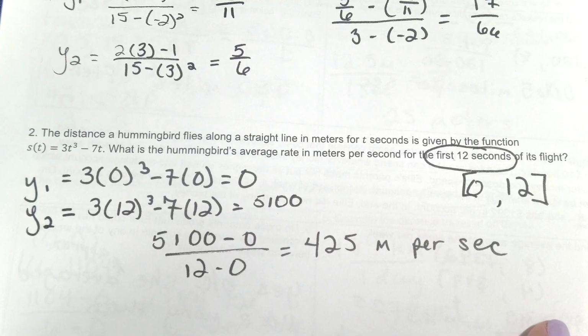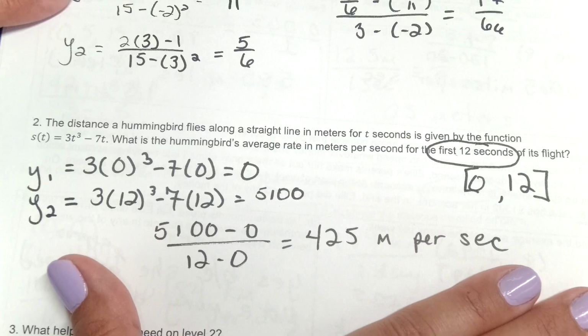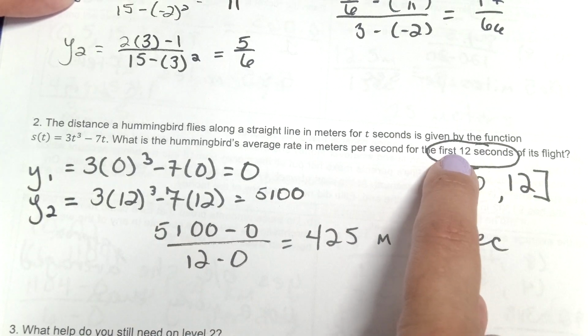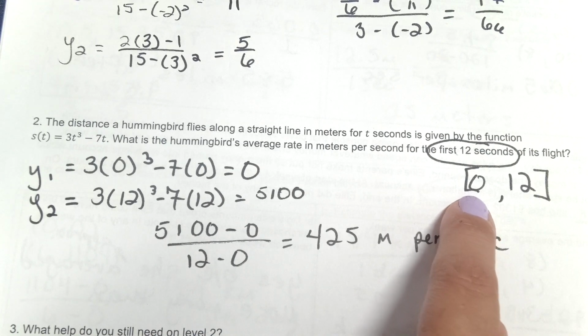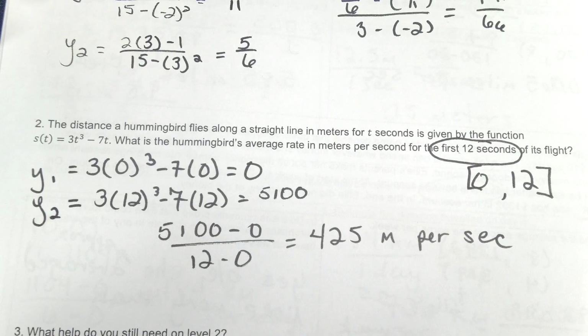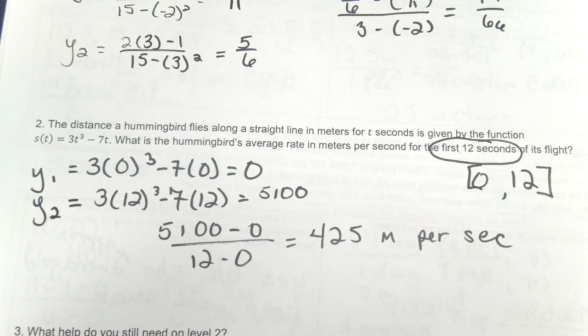So make sure you understand this. When it starts at the first 12 seconds, we are going to start at 0. When it's the first 30 million seconds, what do we start at? 0. Thank you, Joaquin. And then you just use the slope formula. Questions?